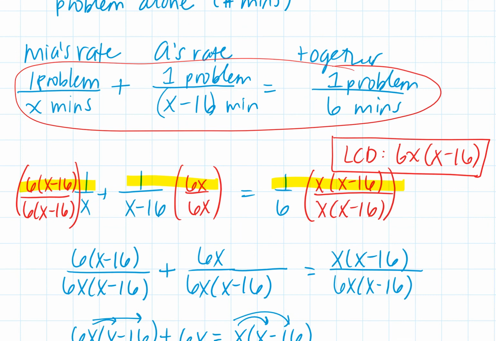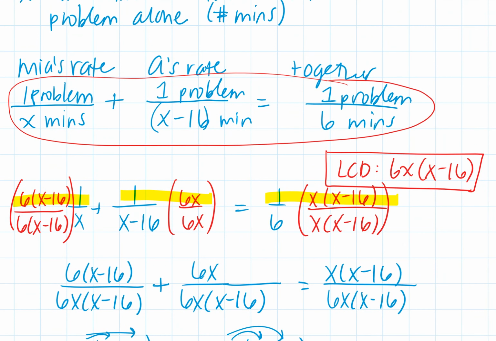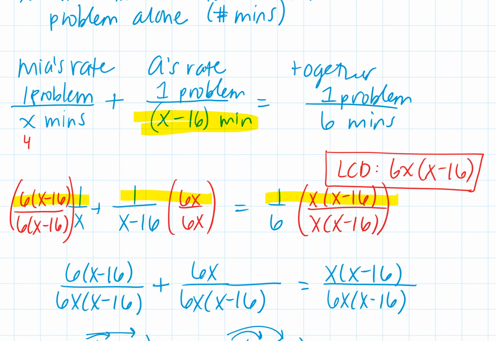Let's look back at our original equation. Aaliyah's rate is 1 over x minus 16 because it took her 16 minutes less than Mia to solve the problem. Now, if you're saying Mia's rate was 1 over 4 minutes, then Aaliyah's rate would be 1 over negative 12. Well, you can't finish a problem in negative 12 minutes. That doesn't make sense. If we said Mia's rate was 1 over 24, meaning it took her 24 minutes to solve the problem, well, 24 minus 16, that means it would take Aaliyah only 8 minutes to solve the problem on her own. That makes more sense.